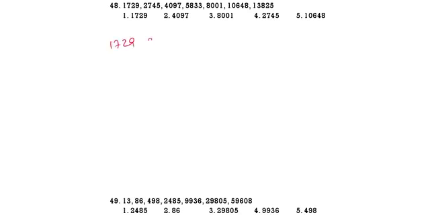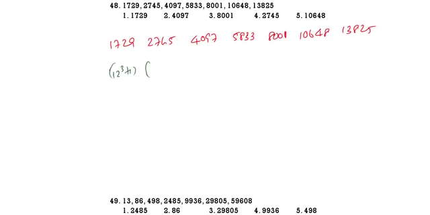1729, 2745, 4097, 5833, 8001, 10648, 13825. So here which number is the wrong number? That we should find. So clearly if you see, these are near to cubes. This is 12 cube plus 1. This is 14 cube plus 1. This is 16 cube plus 1. This is 18 cube. 18 cube is 5832 plus 1.